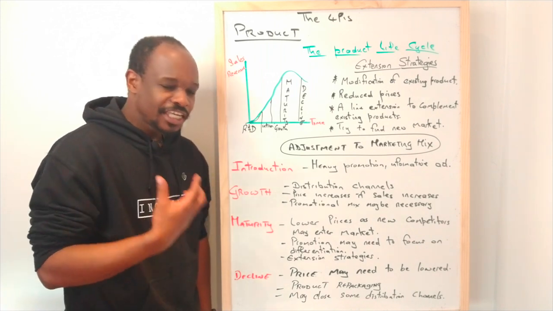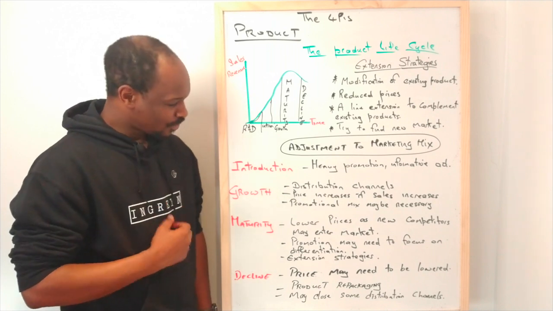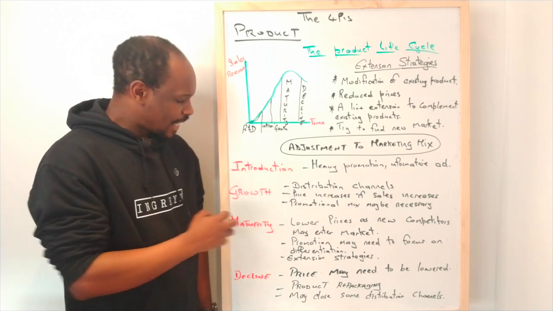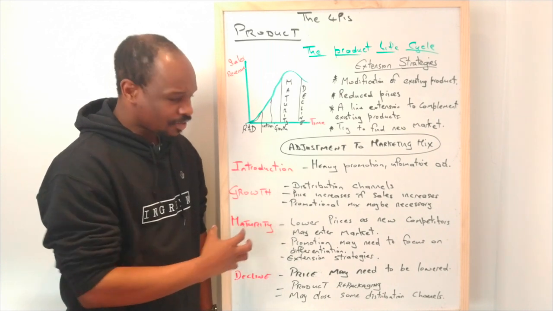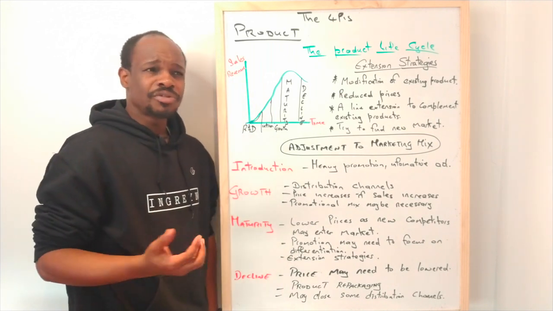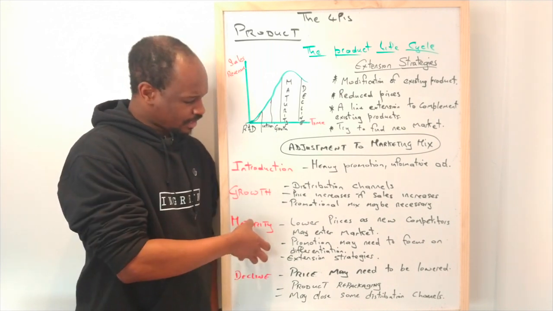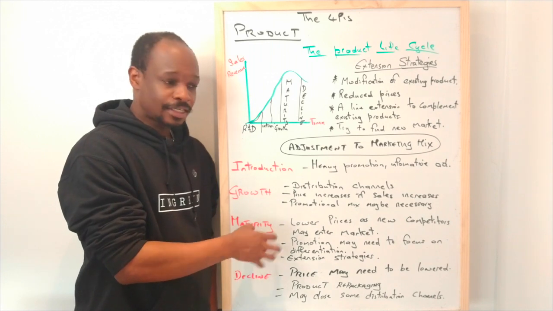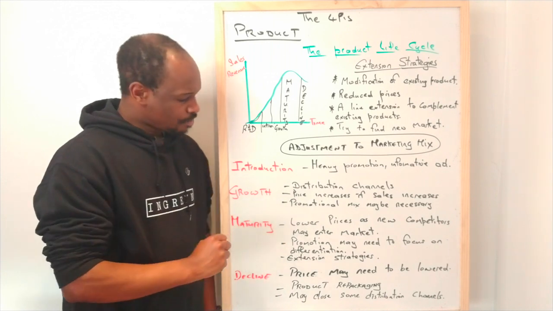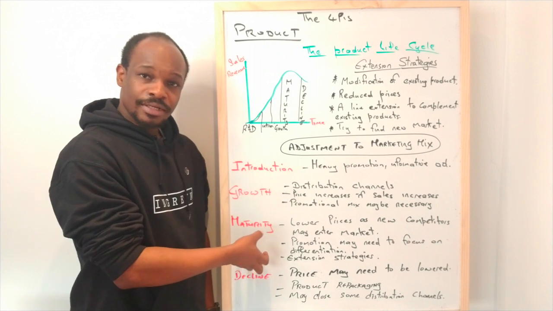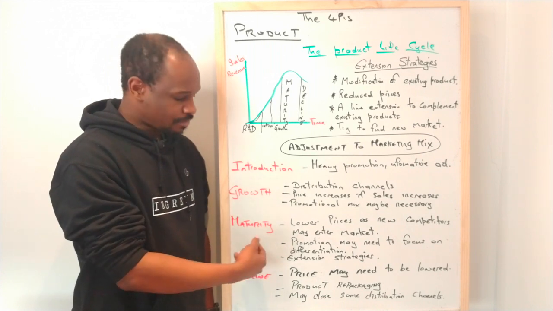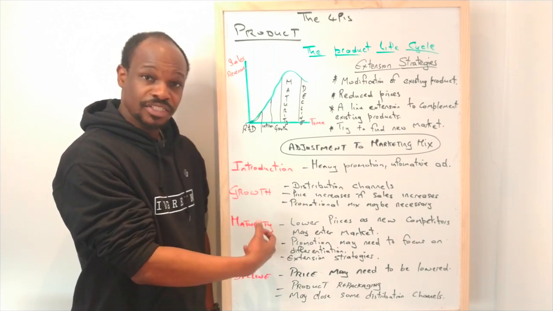You want to keep the buyers buying. You want to keep your customers satisfied. And then at the maturity level now, in some books or most books, you might find maturity and saturation as one level. But I'm not going to be dealing with saturation here. I'm just going to incorporate it in terms of maturity.